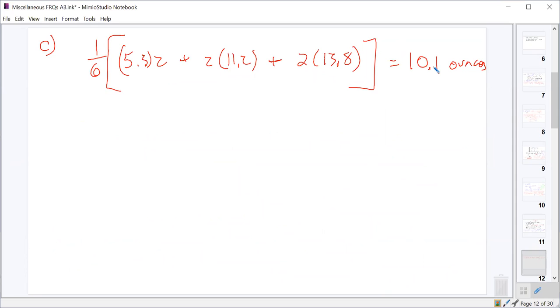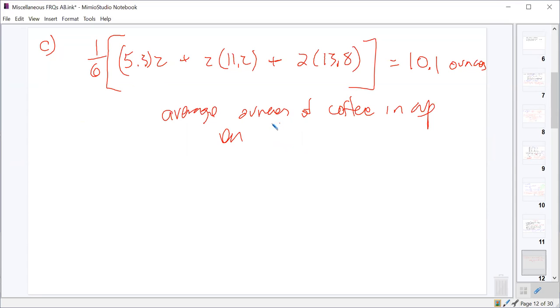And what is this value? It asks us what this represents. This is the average ounces of coffee in the cup on 0 to 6.